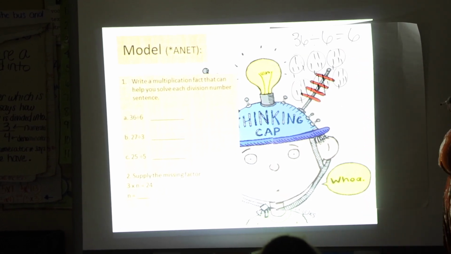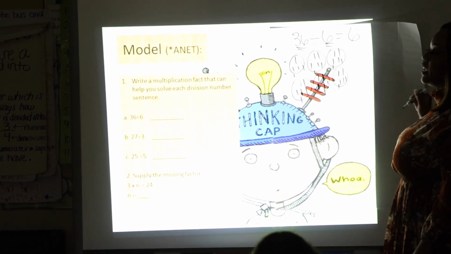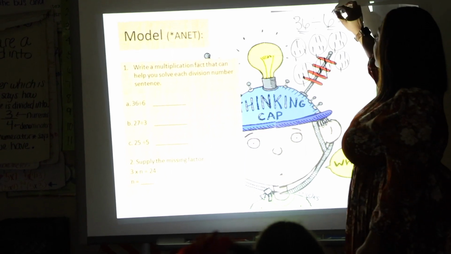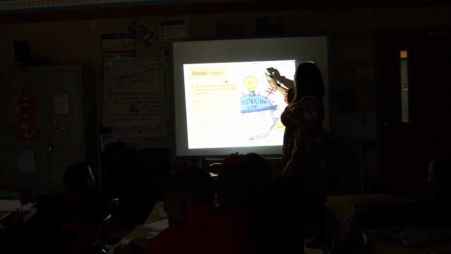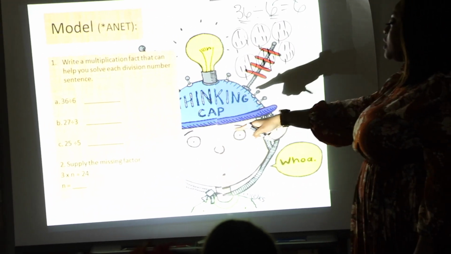Or we could have said what times 6 will give me 36. That would have been the quickest way to do it. And we know that 6 times 6 will give us what? 36. Alright, so let's move on to number 2.